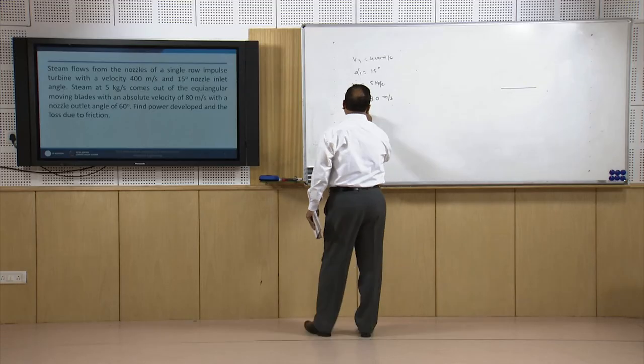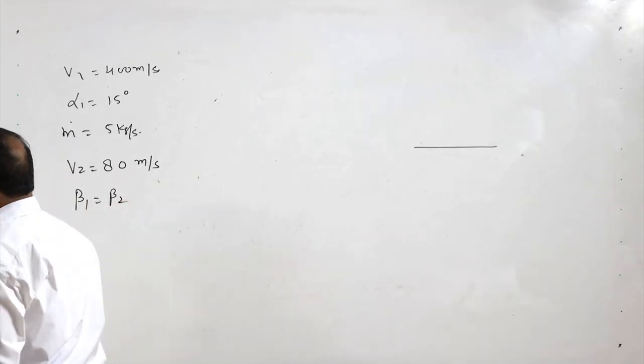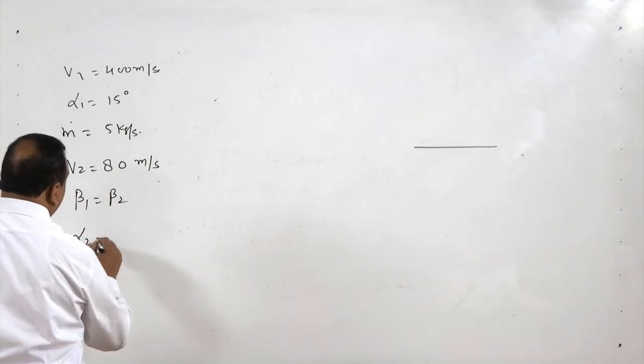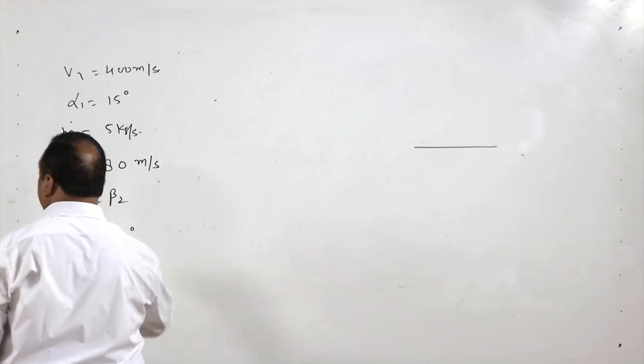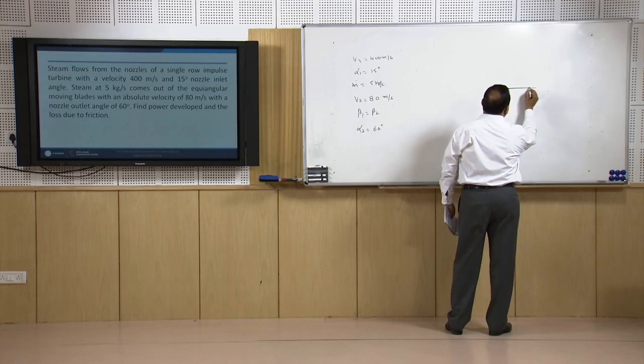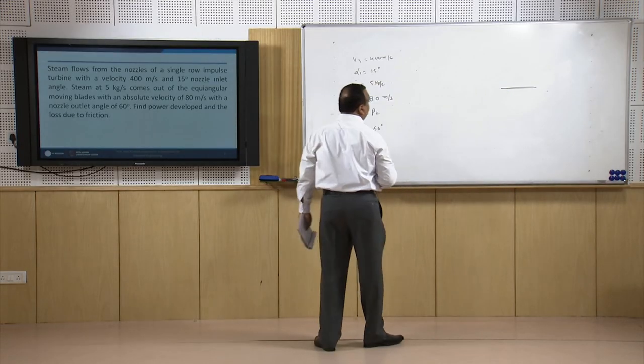Equiangular, so beta 1 is equal to beta 2. Nozzle outlet angle is 60 degrees, so alpha 2 is also given as 60 degrees. Find the power developed and loss due to friction. Here, U is not given in this case, so analytically, we will have to find the U.